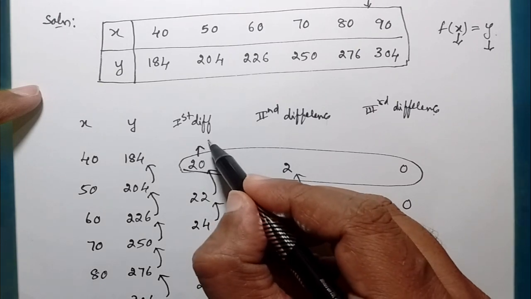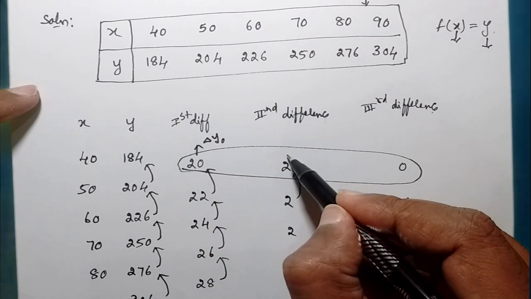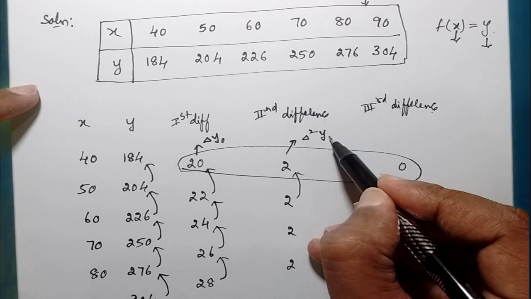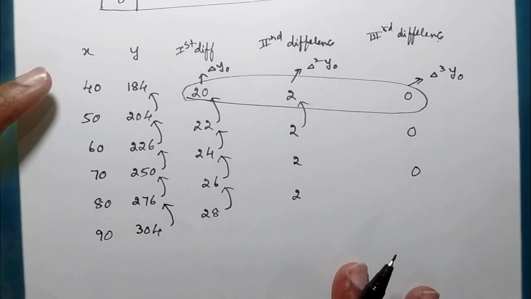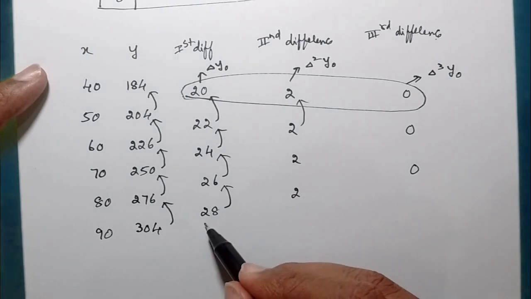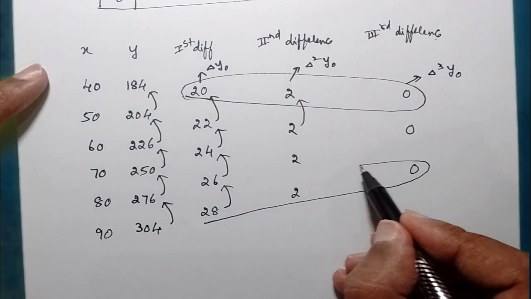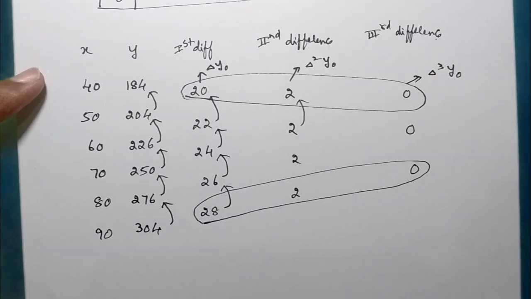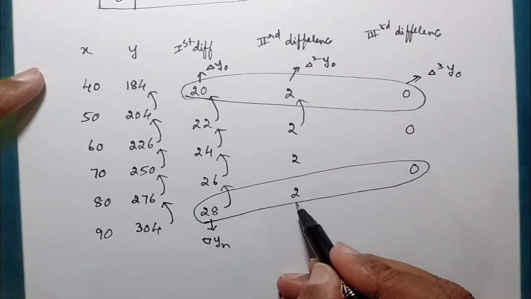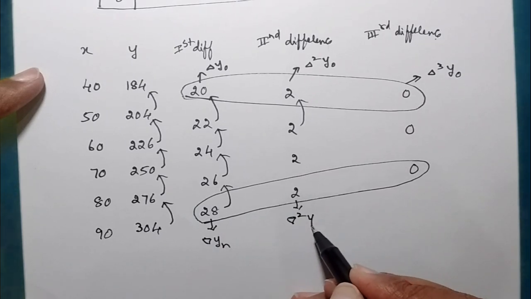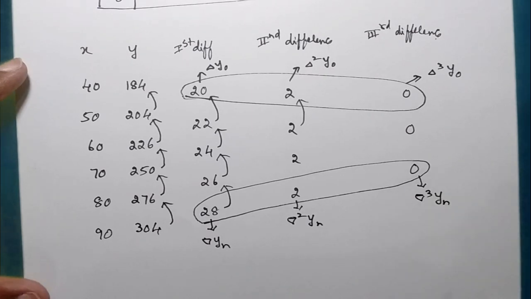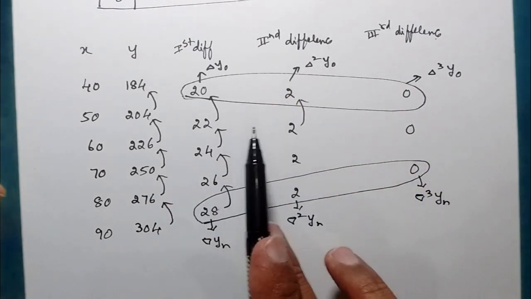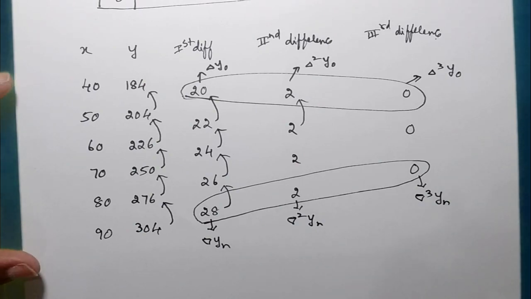So these leading forward differences are represented by del y naught. This will be represented by del square y naught. This will be nothing but del cube y naught. Again from the same table, at the end, if you try to see, these values are called the leading backward differences. So for leading backward differences, it is nabla yn. This is nabla square yn. This is nabla cube yn. So from the same table, I have got both the leading forward differences and the leading backward differences.